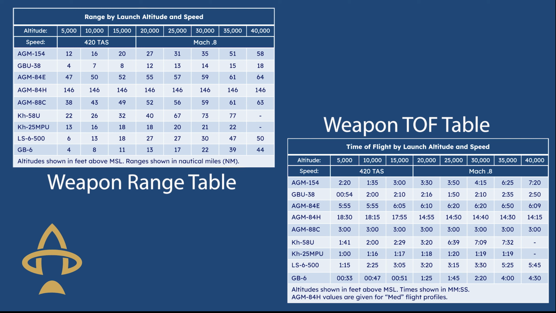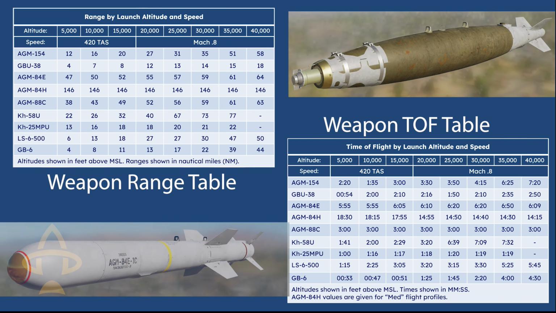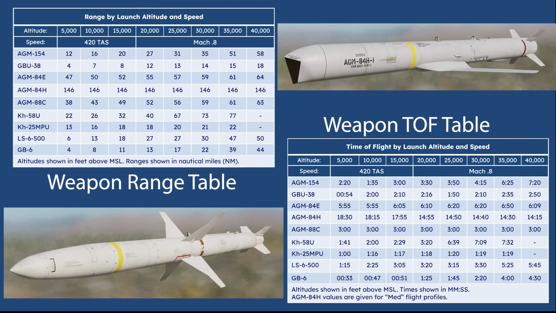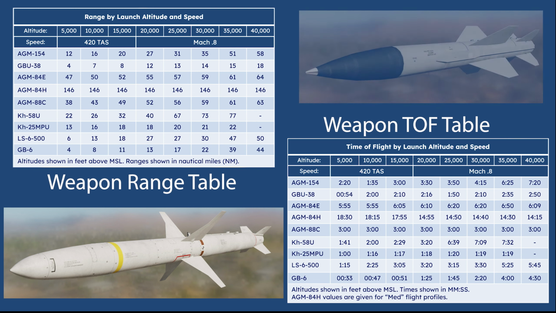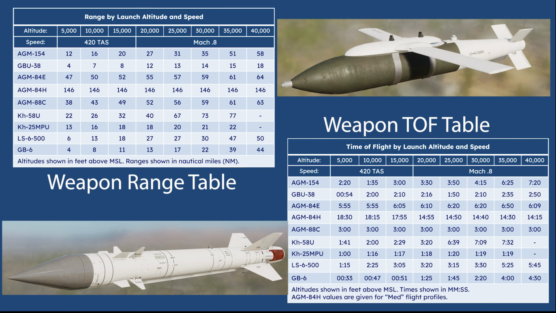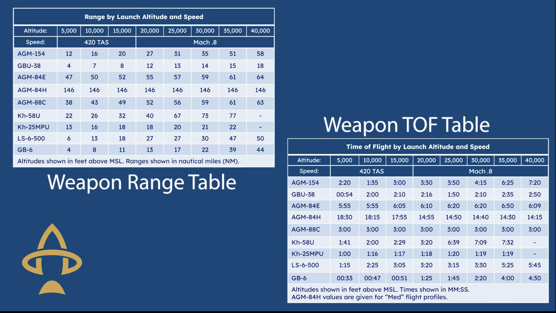We have a few different types we're going to look at: the AGM-154 JSOW, the GBU-38 JDAM, the AGM-84E SLAM, and the H-SLAM-ER, the 88C HARM, as well as the Russian KH-58U and the KH-25 MPU. From the Chinese side, we'll be looking at the LS-6500 and the GB-6. The bottom tables indicate the flight time as tested from this maximum range.